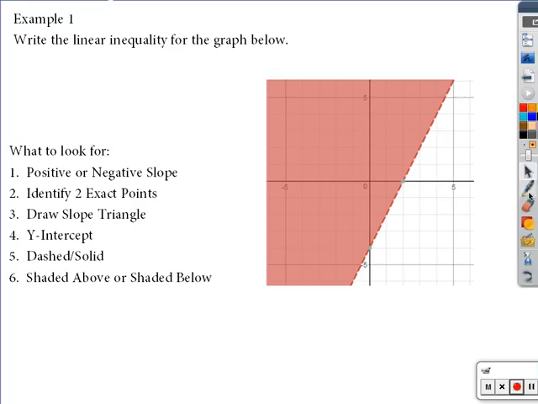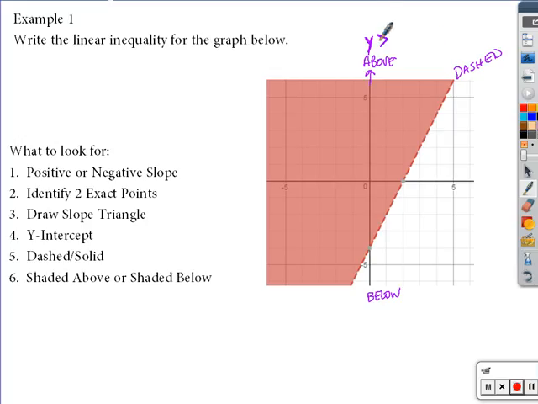So when we look at this graph, the first couple things that we should notice is that this is a dashed line. The other piece that I would notice is that it's shaded above, okay, not below. This is below. So this tells me it's going to be a greater than. All right, y is going to be greater than. No equal to because it's dashed. All right, so that's half the battle there.